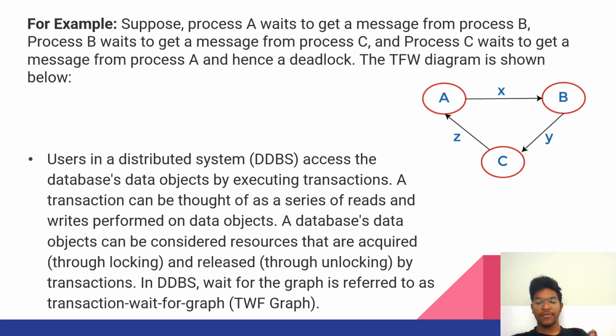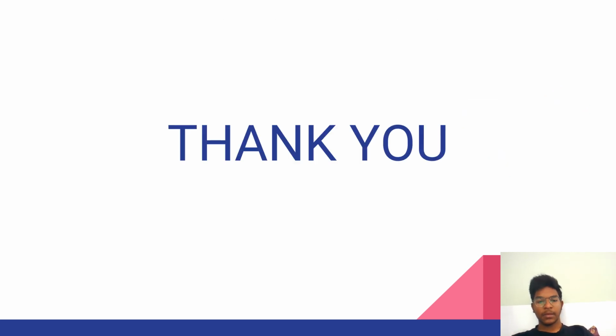For a deadlock to occur, four conditions must hold: mutual exclusion, non-preemptive mode, hold and wait, and cyclic wait. To prevent deadlock, at least one of these conditions must not hold. Preventing deadlock and avoiding deadlock, we have discussed below. Thank you.